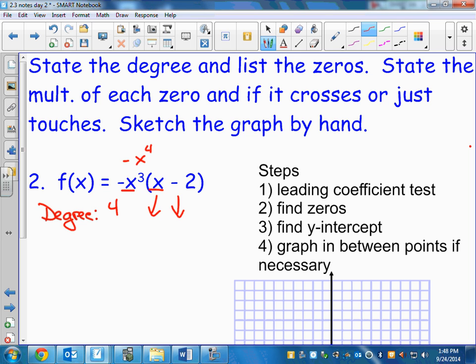It says list the zeros. Can I list the zeros here pretty easily? Yeah. Just like on the homework that you didn't do yesterday, Brandon. You just have to set each one equal to 0. So if we set this equal to 0, we're just going to get x equals 0. If we set this equal to 0, we're going to get x equals 2.